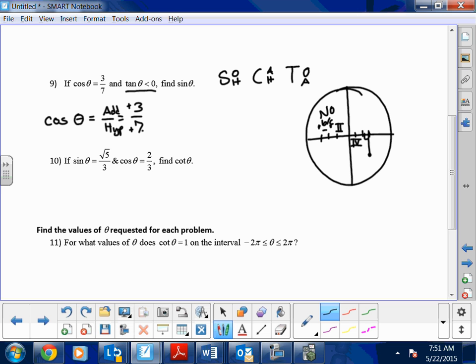Little right angle there. This is going to be 7. This is going to be 3. I have to figure out what sine of theta is. So that means that in this case, remember, sine theta is going to be opposite over hypotenuse.